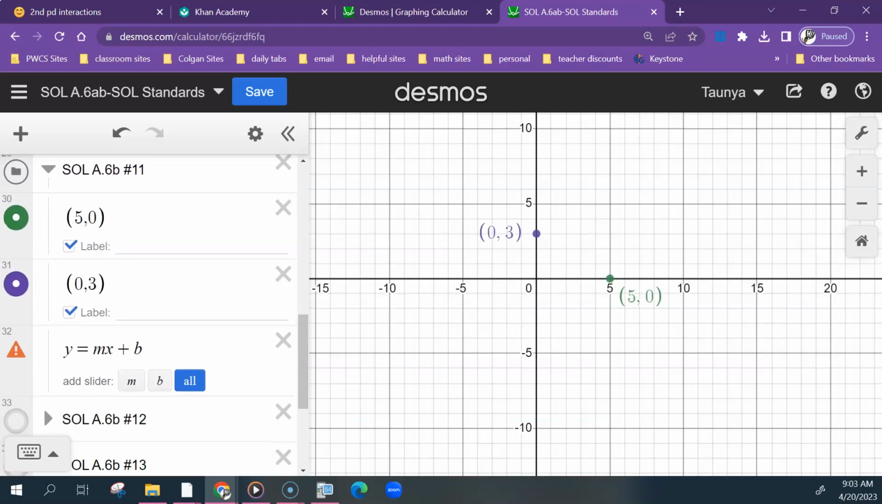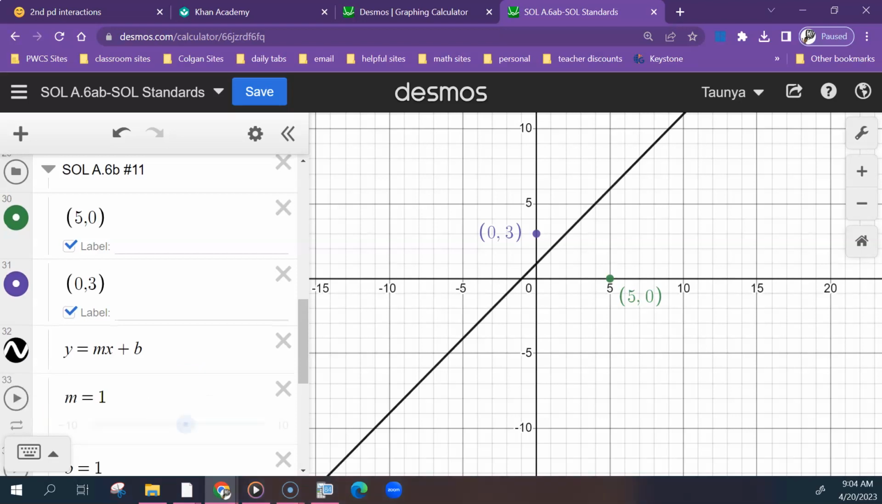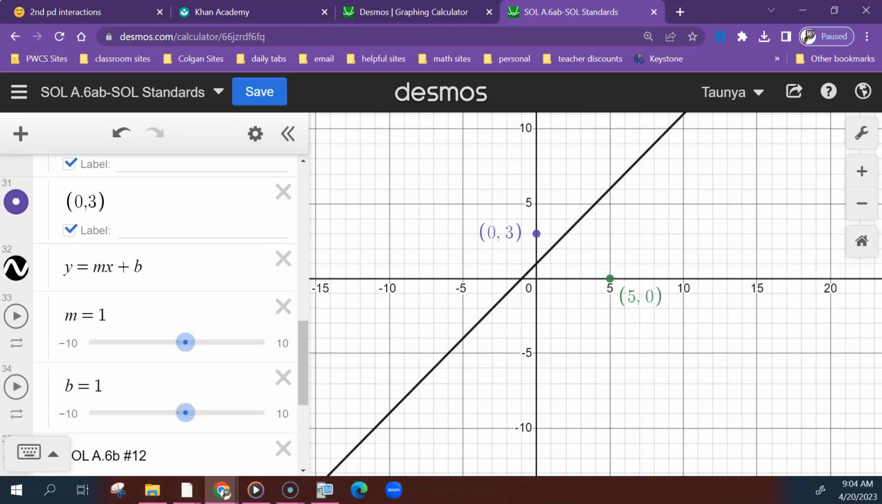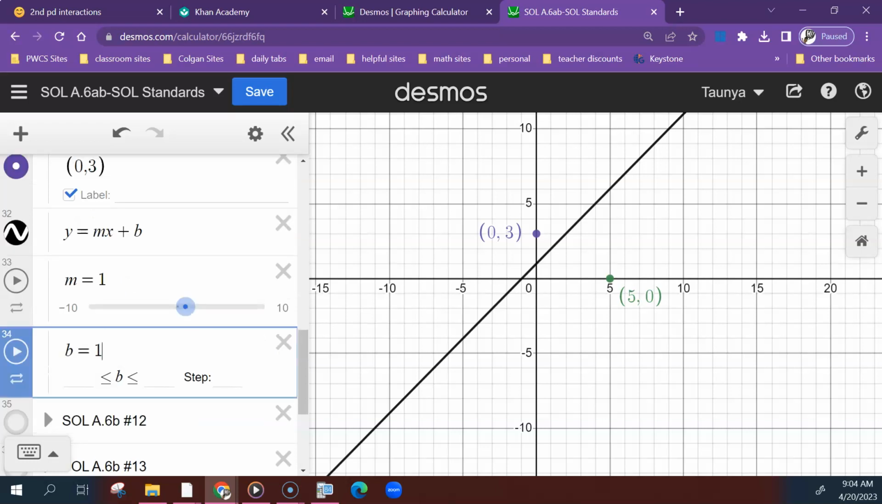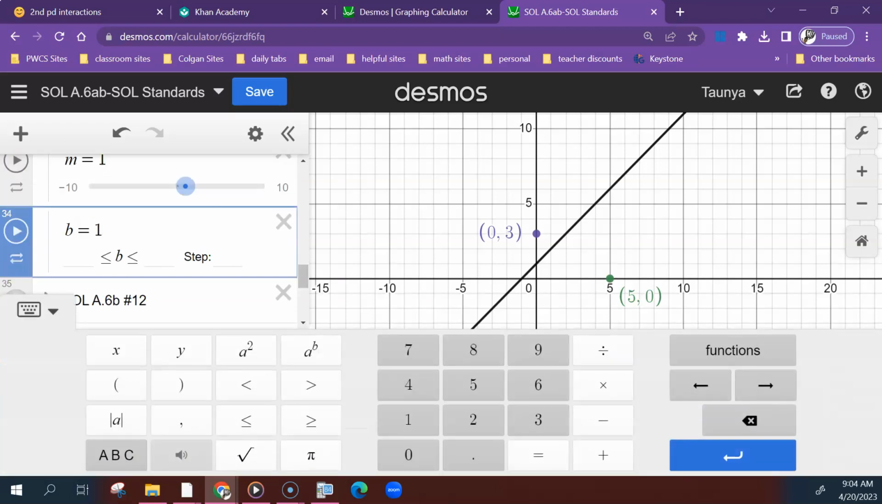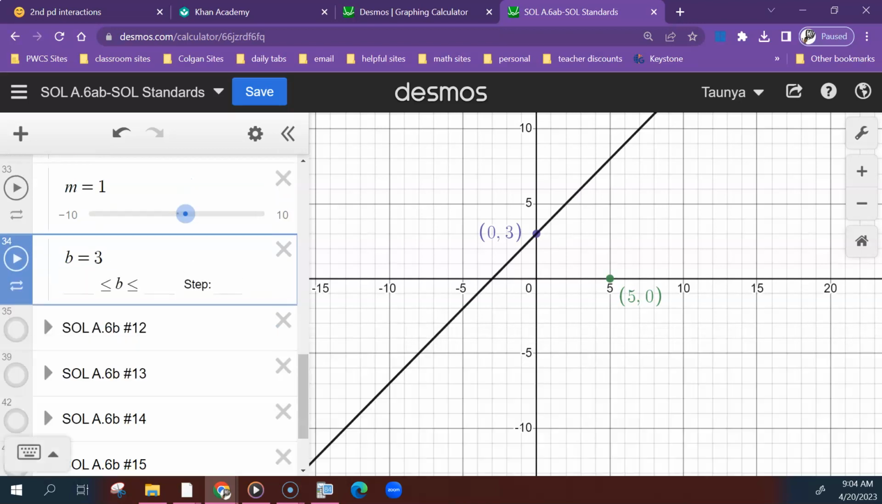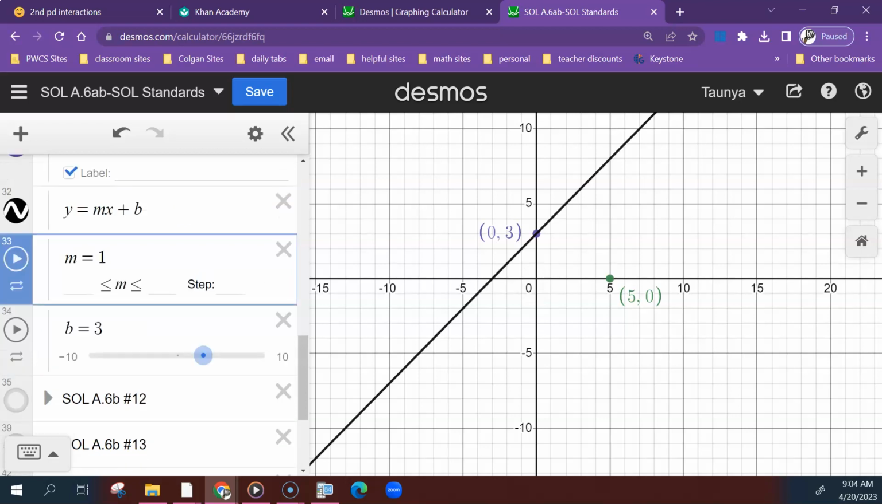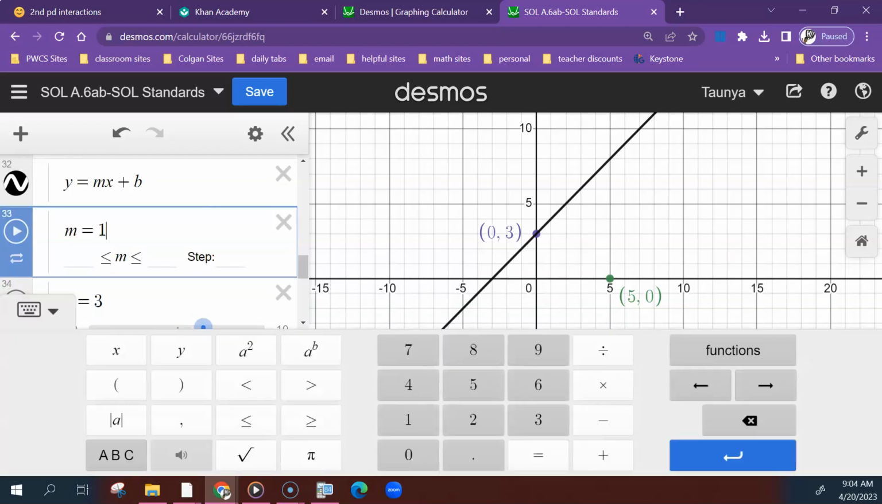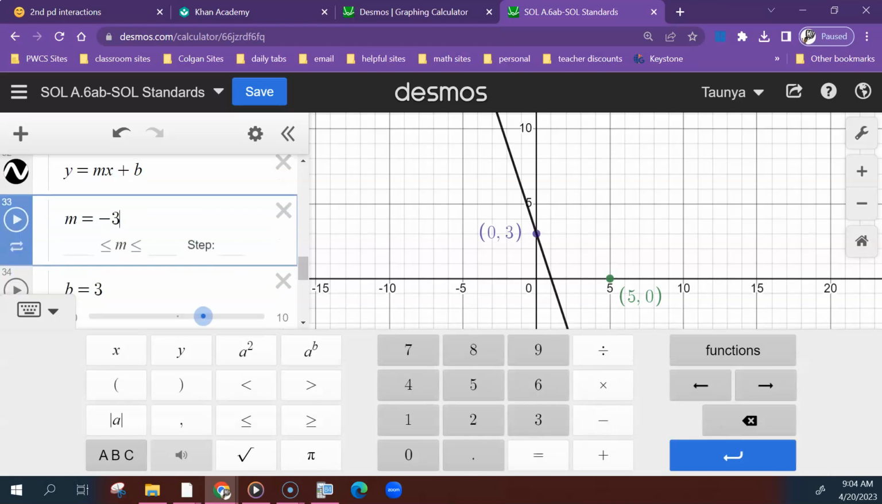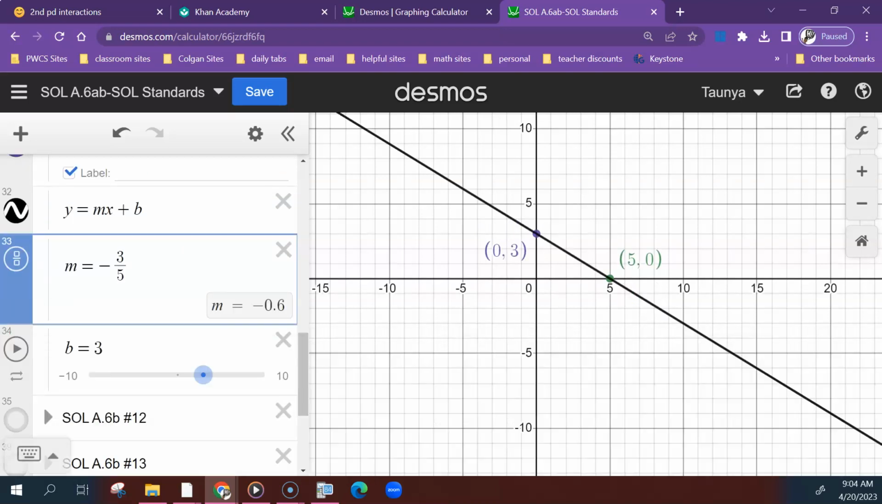Same thing with 11. It gives you your y-intercept, 3. And if you counted the slope, you could put that in and make sure it works. So I know my slope is -3/5. And it should go through both of those. So that's a faster way to find your slope, find your equation without doing all that work.